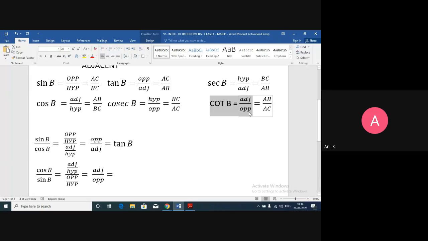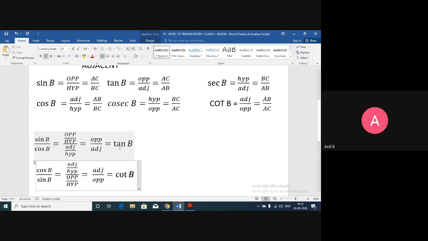Now I think this is the definition of cot: adjacent upon opposite. So cos upon sin is cot. Sine upon cos is tan. So sine upon cos B is the reciprocal of cos upon sine B, or I can say vice versa. Cos upon sine B is the reciprocal of sine upon cos B.